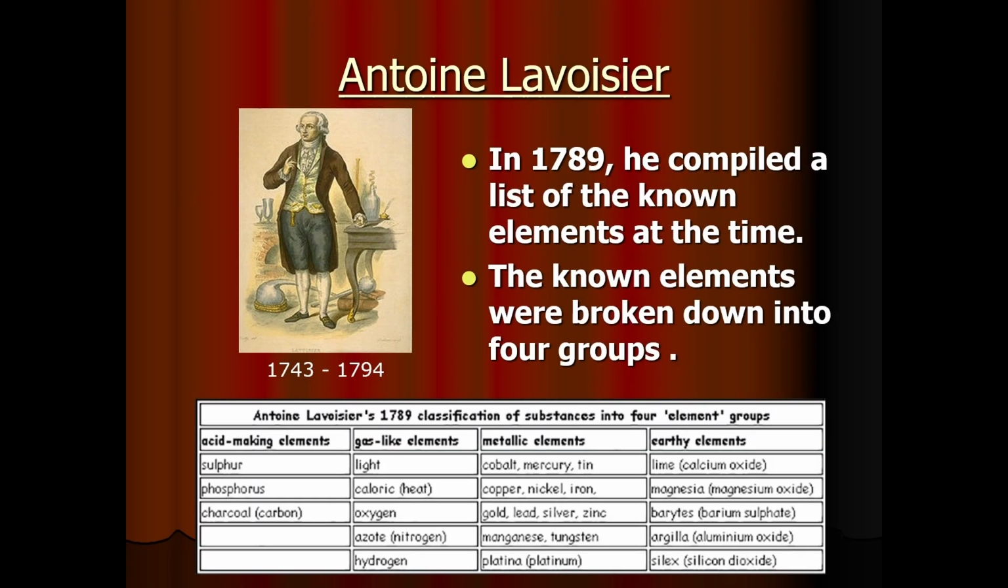In 1789, Antoine Lavoisier compiled a list of the known elements at the time. The known elements were broken down into 4 groups. The chart at the bottom is Lavoisier's attempt to organize the known elements. He chose to organize them by their general properties, such as if they were an acid, a gas, a metal, or if they were commonly made from earthy materials.